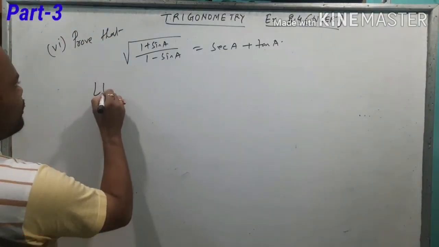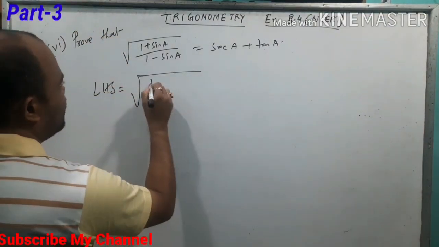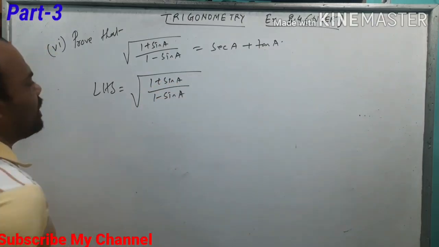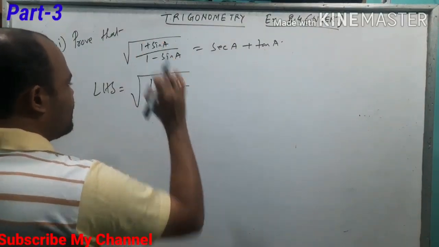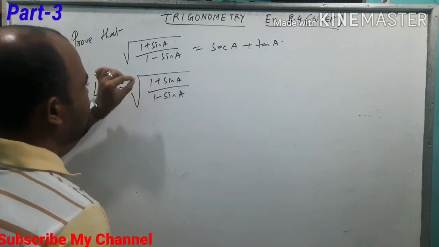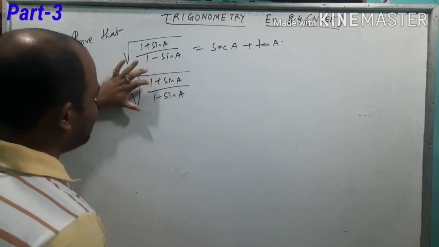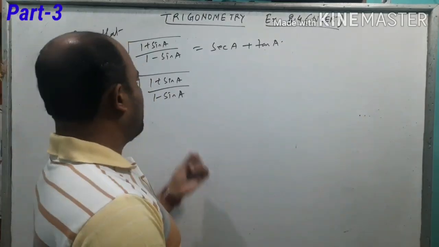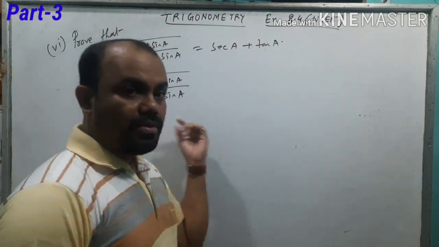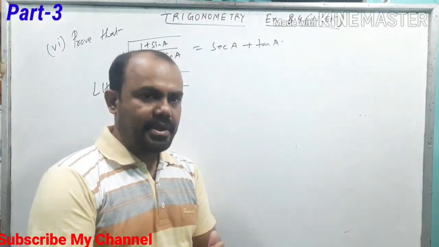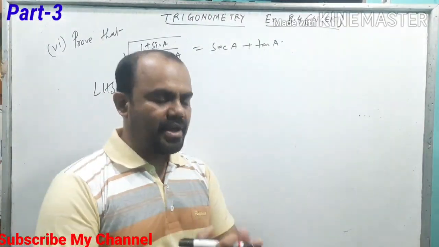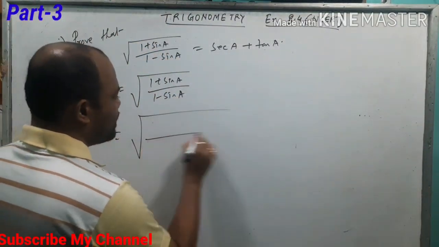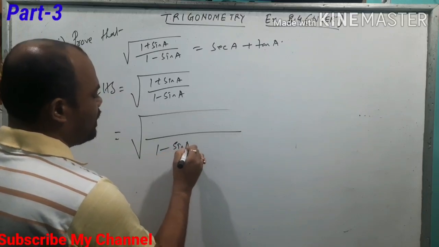Here I am showing the proof from the LHS part. LHS is root under 1 plus sin a by 1 minus sin a. Now see these two terms as in the previous one. These two terms are same but they are conjugate, that is one is a plus b, another one is a minus b. The same technique as applied in the previous one. If two similar terms are conjugate of each other, then try to rationalize the denominator, that is multiply both numerator and denominator by the conjugate of the denominator.